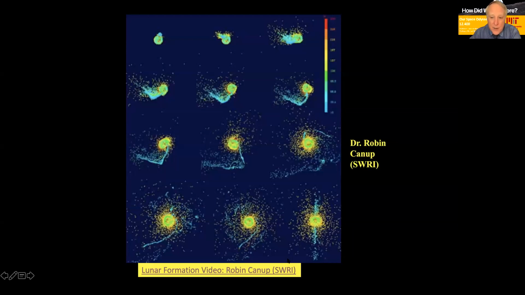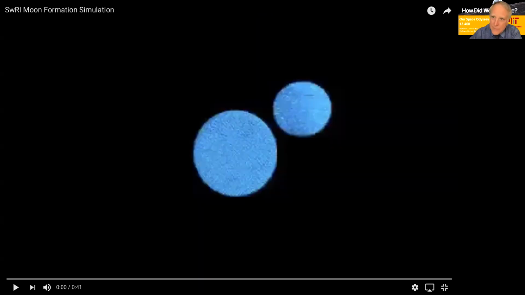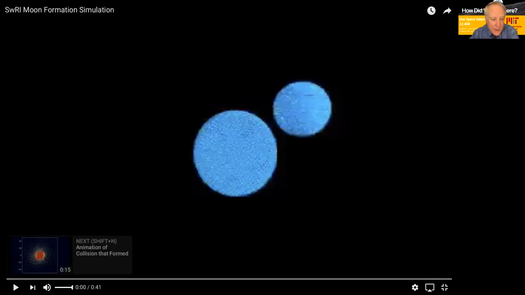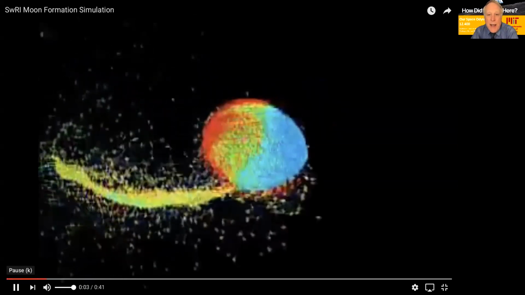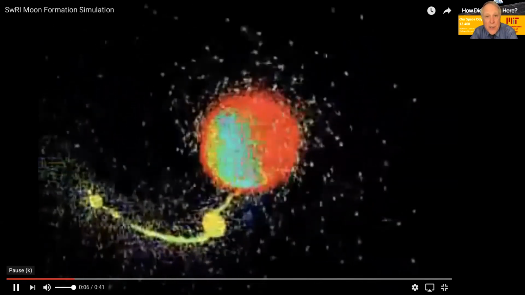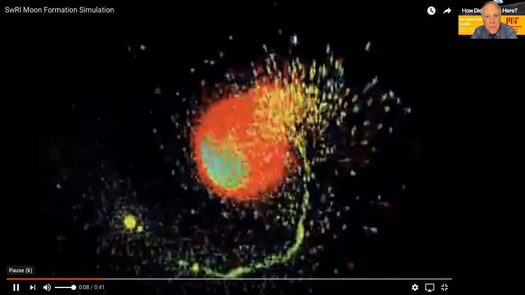I'm going to pause the recording here just to get this simulation going. And here we are. So this is a simulation performed by Dr. Robin Canup at the Southwest Research Institute in Boulder. And this is a simulation of basically a Mars-sized planetesimal impacting the proto-Earth. And if I get it to run, there we go. And you can see that in this simulation, most of the material is splashed off from the outer layers of the Earth.